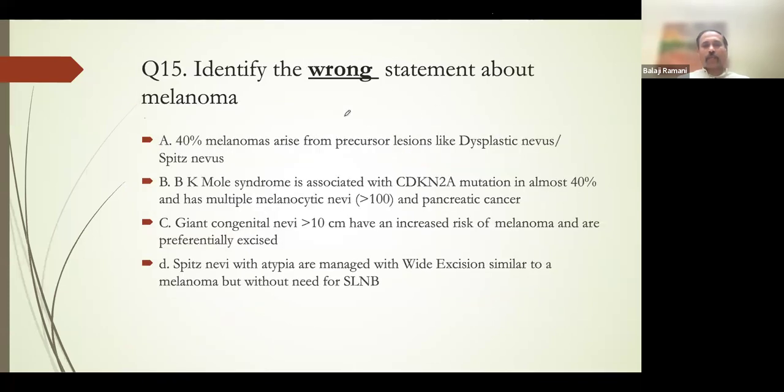So talking about the wrong statement about melanomas: 40% happen in precursor lesions like dysplastic nevus or the Spitz nevus. BK mole syndrome is associated with CDKN2A mutation in 40%, with multiple melanoma and pancreatic cancer. Giant congenital nevi more than 10 centimeters have increased risk of melanoma and are preferably excised. Spitz nevi with atypia managed by wide excision similar to melanoma without the need for SLNB. That is the wrong statement here. We already discussed that the size here is 20 centimeters and not 10 centimeters. GCPN, giant congenital pigmented nevus, is where it is more than 20 centimeters. So all the other statements are true.